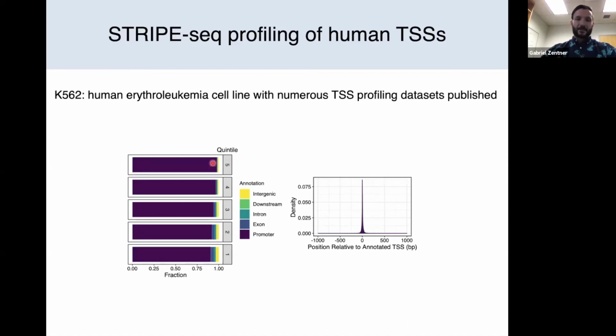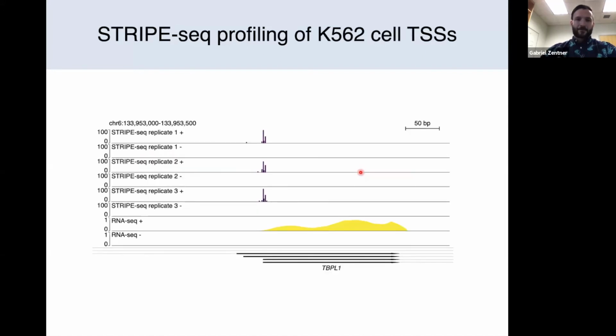Just like in yeast, the vast majority of TSSs, regardless of strength, can be found in annotated promoter regions. And relative to annotated TSSs, the TSSs we detect by STRIPE-seq very sharply peak right on. And if we look at a single example, looking at the TBPL1 gene, we see that STRIPE-seq signal piles up just upstream of this somewhat shorter intron, and the RNA-seq confirms that we are detecting a slightly shortened form of this particular exon for this gene.